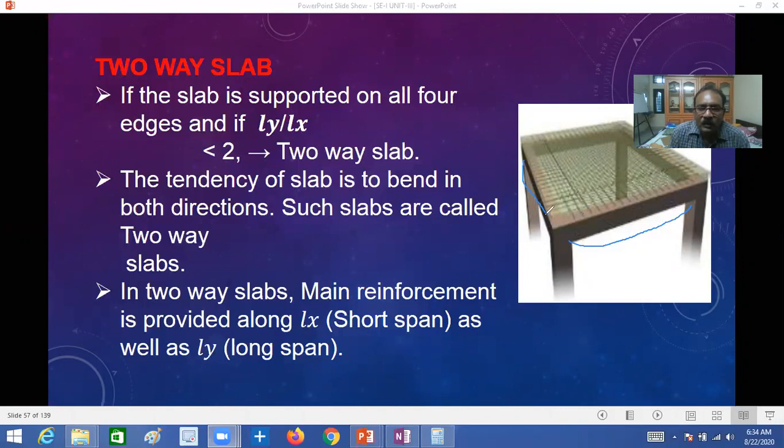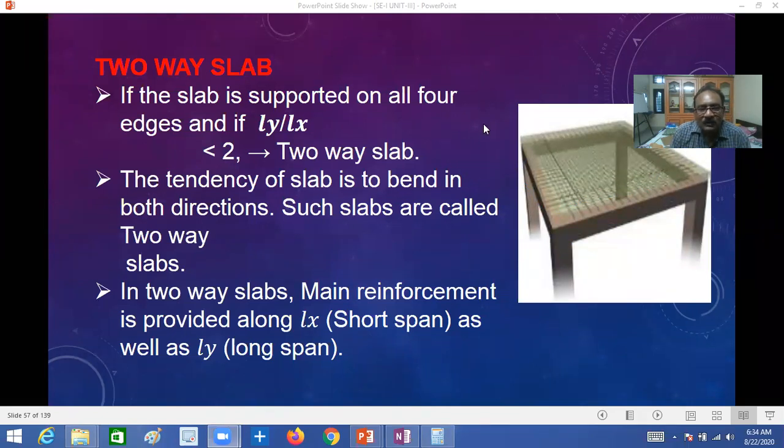And here always the main reinforcement is provided in the shorter direction, right? If you see here, the reinforcement is provided in this direction. After that, you will provide the second reinforcement like this. This is also main reinforcement. Like this we will provide in two-way slab reinforcement. This is a very important point in the two-way slab.